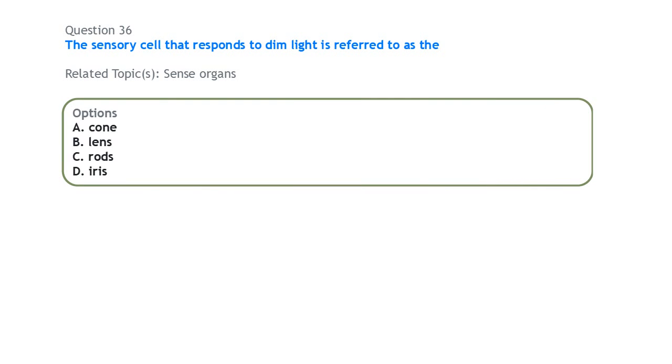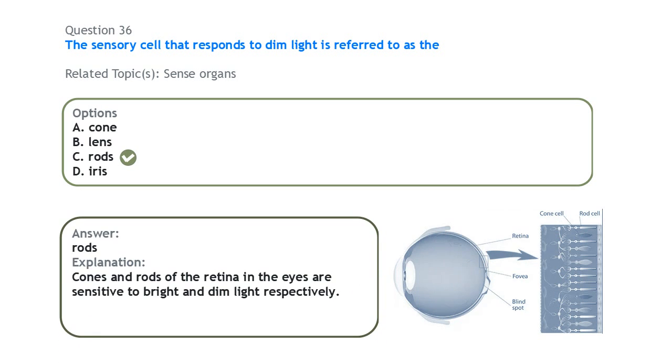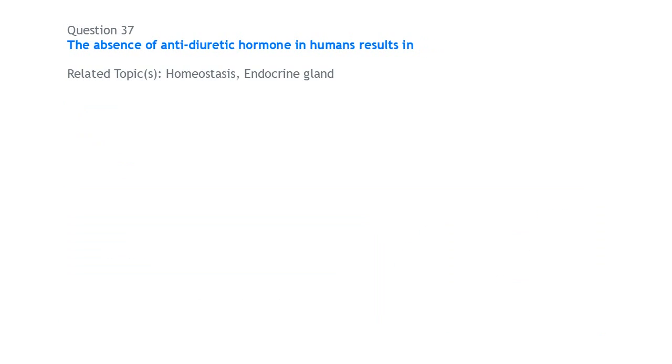Next, on sense organs, the sensory cells that respond to dim light is referred to as the rods. The rods respond to dim light, while the cones respond to bright light, and both of them are cells of the retina in the eye.